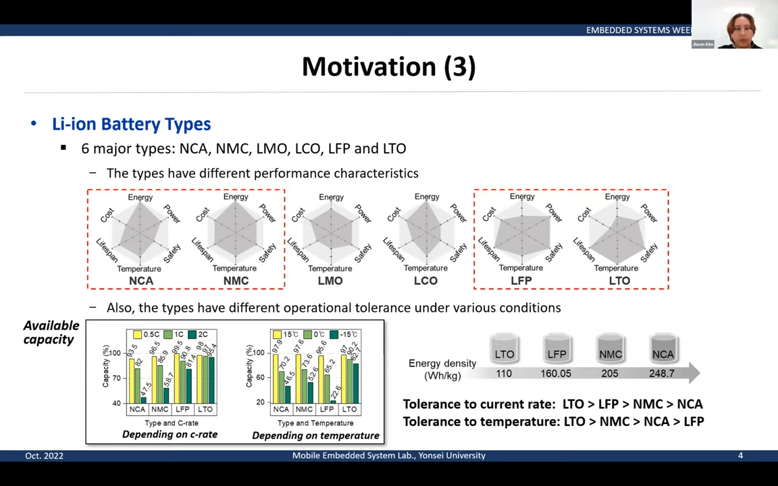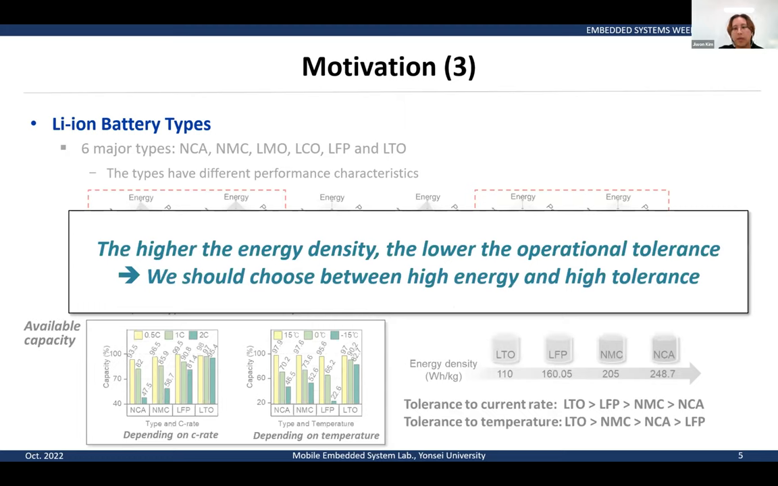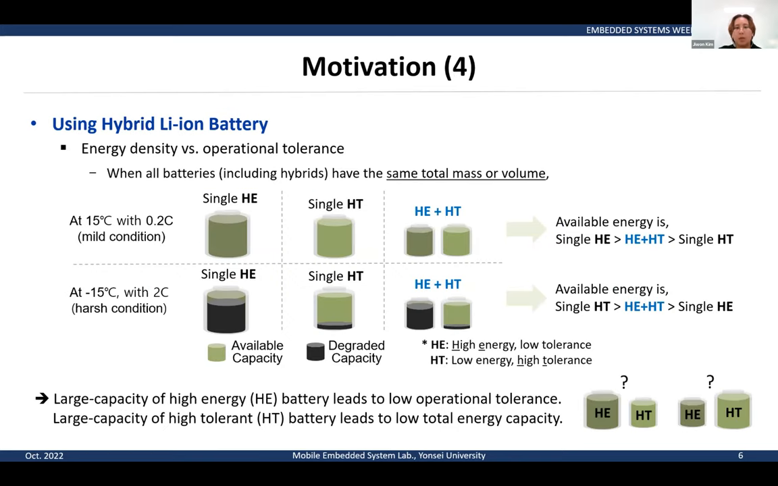and temperature are different. The important thing is that we can also see that the batteries with higher energy density tend to have lower operational tolerance. So we need to choose between the energy density and operational tolerance when using a lithium-ion battery. If so, what about using hybrid batteries?